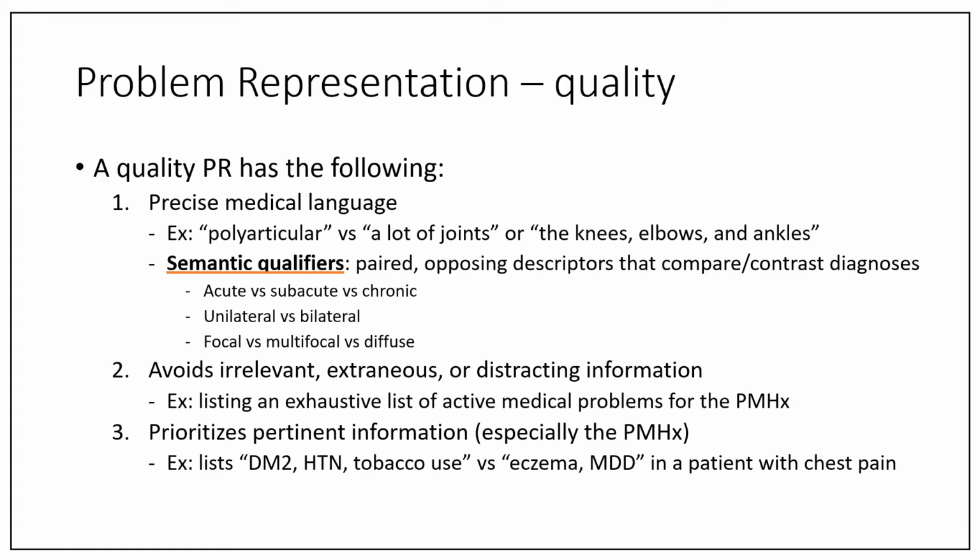Other common examples are phrases like unilateral versus bilateral, focal versus multifocal versus diffuse, mild versus moderate versus severe, and acute versus insidious onset. The second point that I'd like to make is to really try to avoid irrelevant or extraneous information. Try not to list every single active medical problem for the past medical history. This can be exhausting and actually distracting, which can take away from the main issues. Third, try to prioritize pertinent information. A good example would be listing the cardiac risk factors of diabetes, hypertension, and tobacco use in a patient who presents with chest pain, as opposed to highlighting something like eczema or depression.